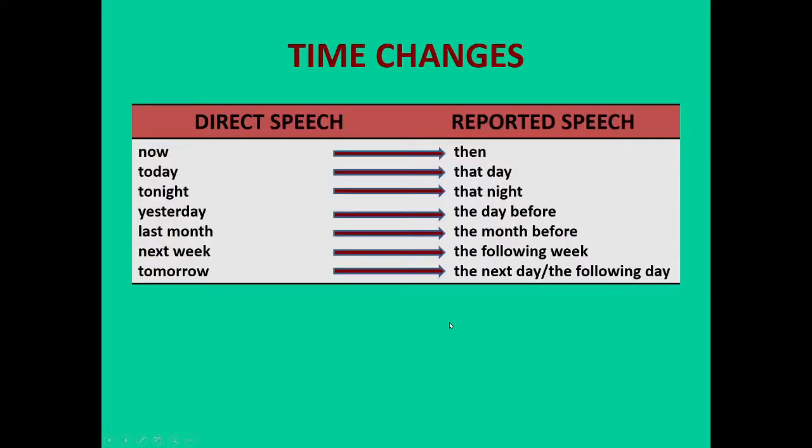Now, some time expressions. For example, we have now, today, tonight, yesterday, last month, next week, tomorrow. If you have one of these time expressions in your direct speech, you have to change them: now to then, today to that day, tonight to that night, yesterday to the day before, last month to the month before, next week to the following week, and tomorrow to the next day or the following day.